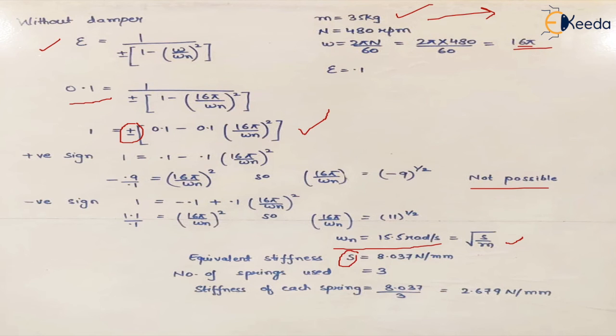Now this S that we got is the equivalent stiffness. What do we mean by equivalent stiffness? I told you that there are 3 springs in parallel. So if we replace all these 3 springs by one single spring, the stiffness of that equivalent or single spring should be equal to this. So because there are 3 springs used, the stiffness of each spring will be 1/3 of the equivalent stiffness, which is 2.679 Newton per mm.